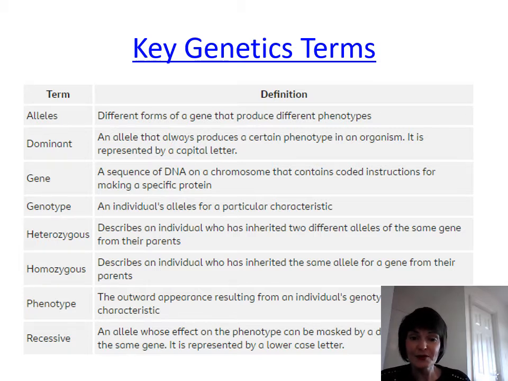Phenotype is the outward appearance of an individual's genotype, what the organism physically looks like. So phenotype, think physical appearance. And recessive is an allele whose effect on a phenotype is often masked by the dominant allele. A recessive allele is represented by a lowercase letter.